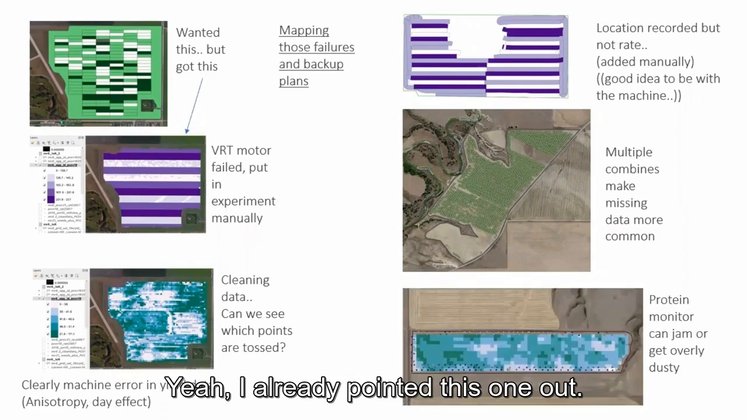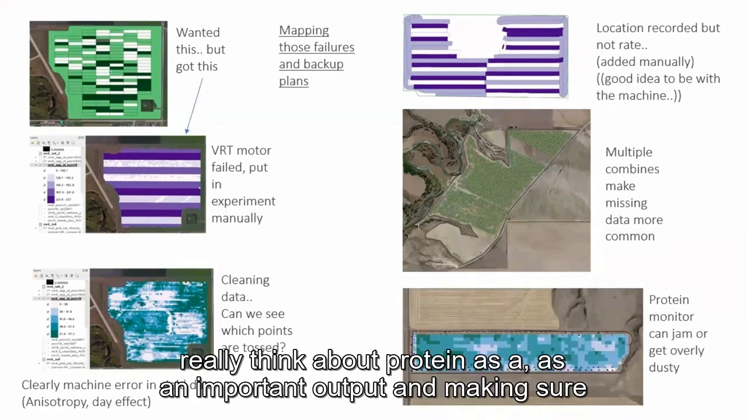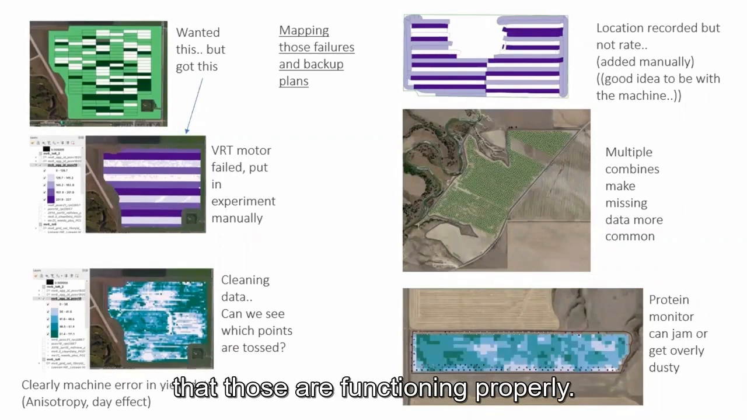I already pointed this one out. So protein monitors, which are more important in Montana, where we really think about protein as an important output, and making sure that those are functioning properly. And then these are things that we can't control at all: weather and crop failure.